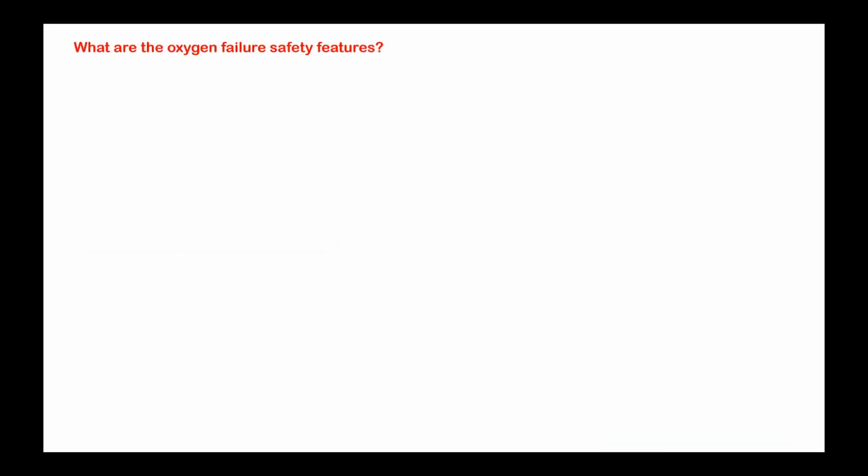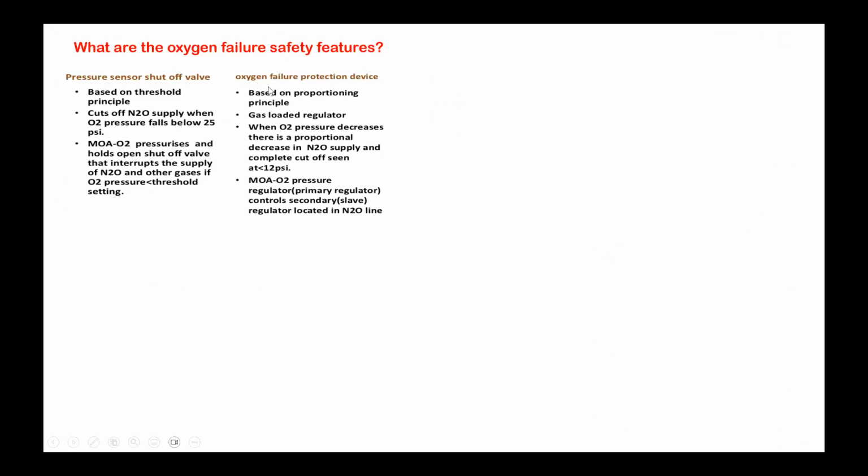What are the oxygen failure safety features in the anesthesia machine? Already I have told you there are two things. One is the pressure drop failure. The other is the hypoxic mixture delivery. These are the two things which have to be prevented. So the pressure sensor shut-off valve will automatically cut off the nitrous supply if there is a drop in the pressure.